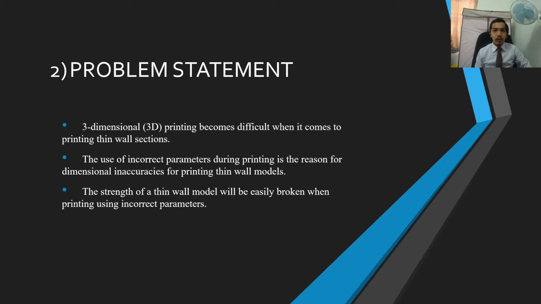Now, for the problem statement, 3D printing is very difficult when fabricating thin wall models because incorrect use of parameters can be the reason for thin wall models to be of low quality, and the strength of a thin wall model will easily break when printing using incorrect parameters.